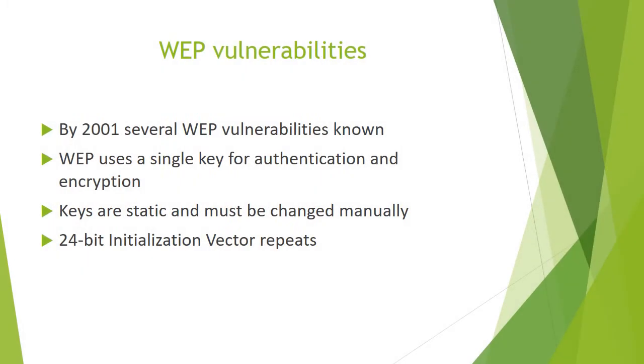By 2001, several vulnerabilities were known within WEP. WEP used a single key for both authentication and encryption and was easily intercepted by hackers, allowing hackers to gain access to a network. The keys were also static and must manually be changed by a network administrator if a key was compromised. The keys could be used on multiple devices with the exact same key, and each device had to be changed manually. The 24-bit initialization vector, originally thought to make WEP stronger, also proved vulnerable as it was small and easily broken into.